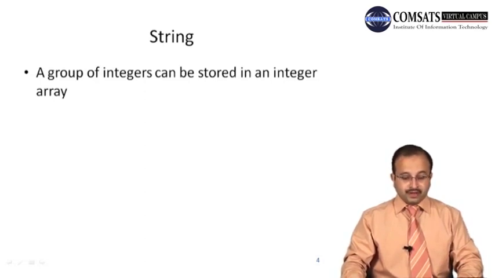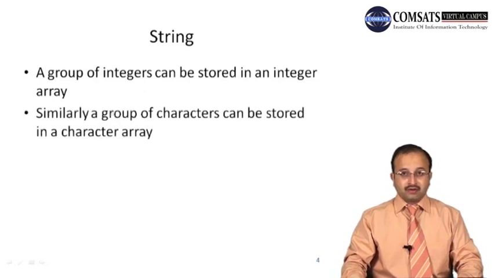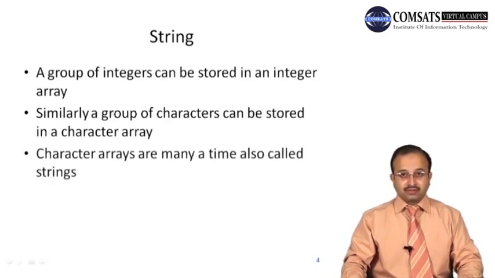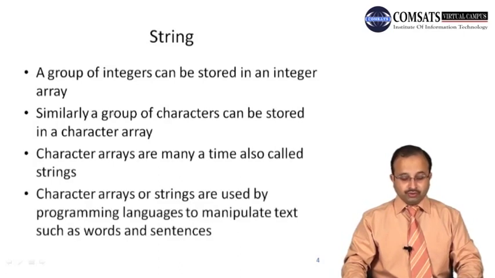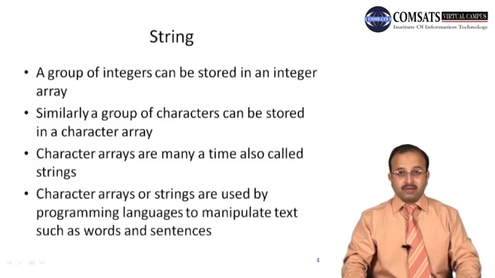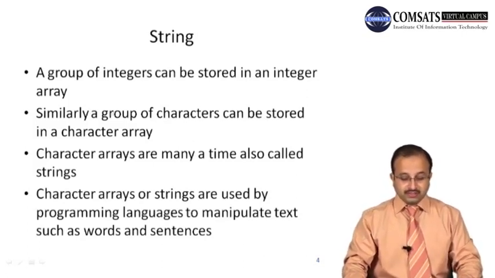So integer array is basically a group of integers that we have seen in the previous lecture, and similarly a group of characters is called an array of character, and that is actually a string. A character array is many times called a string, and character arrays or strings are used by programming languages to manipulate text such as words or sentences.